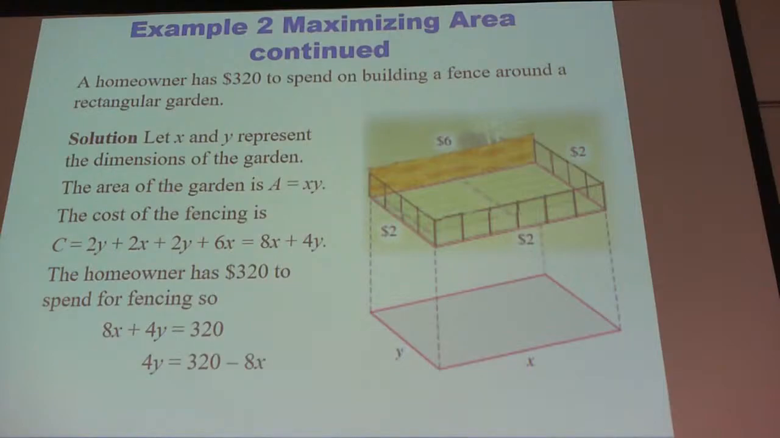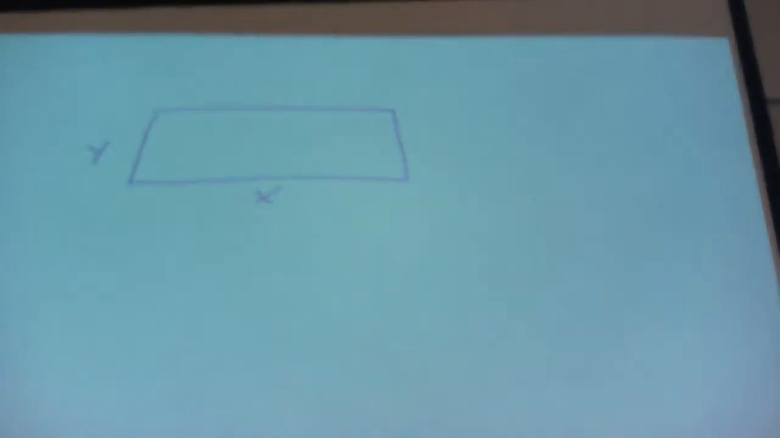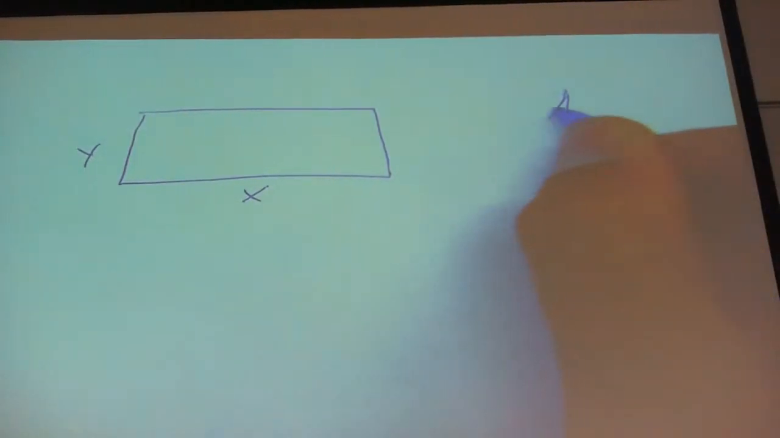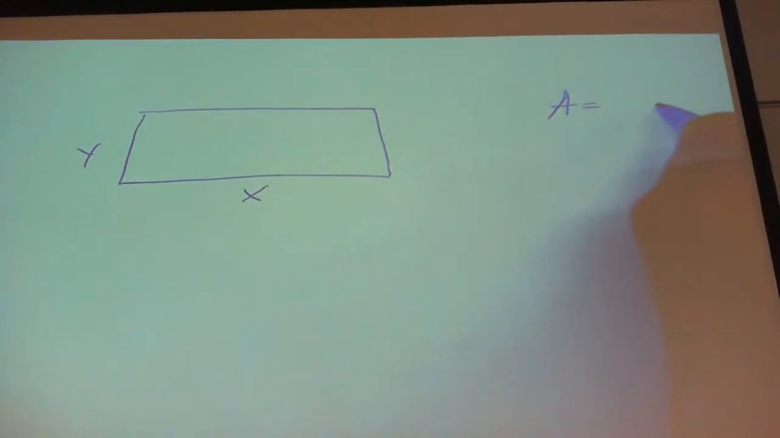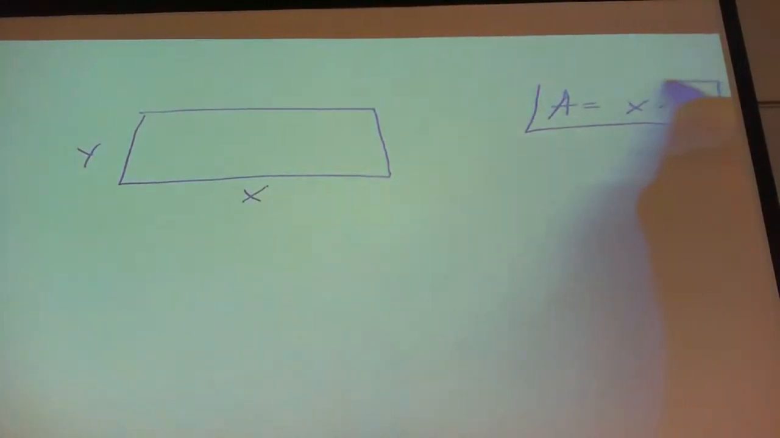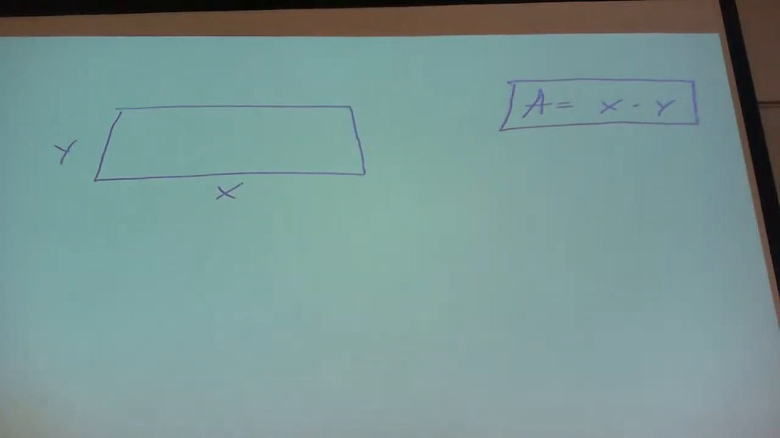Okay? So, step one. We have a rectangle, and we know the rectangle is x times y. So, what would be the area of this rectangle? X times y. There's equation one. Questions on how we did that?